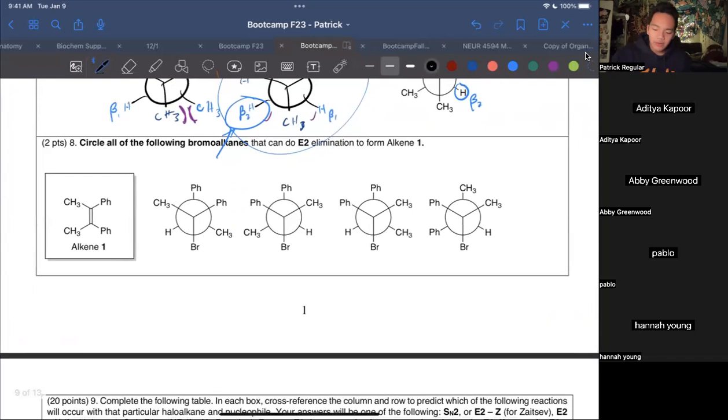Okay, which of the following bromoalkanes can do E2 elimination to form alkene 1? Well, alkene 1 shows cis phenyl groups, all right? Cis phenyl groups. And we know that whatever Newman projection you have, your bromine has to leave with an anti-periplanar hydrogen. So if we were to redraw these, let me do this to make it easier. Ph, CH3.